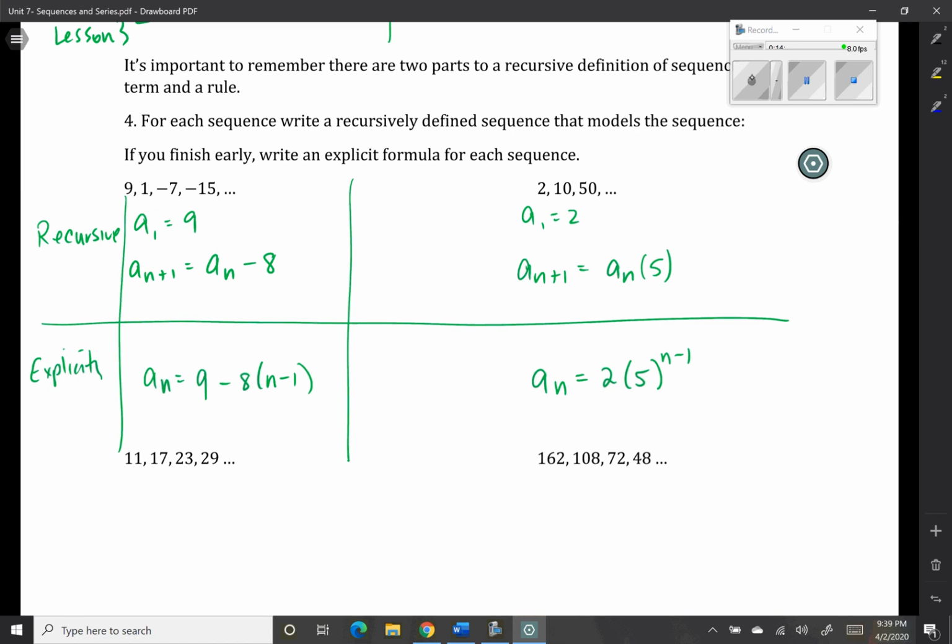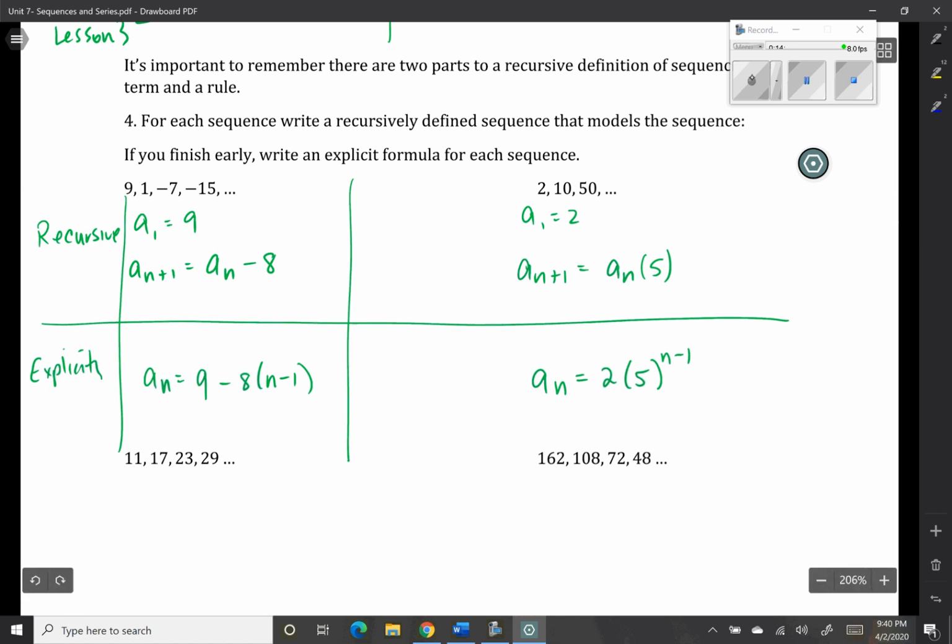For the second sequence here, I have a sub 1 equals 2. Again, I'm defining or stating the first term. Then I have to come up with a rule. How do I get from one term to the next? So to get from one term to the next, I'm going to multiply by 5.